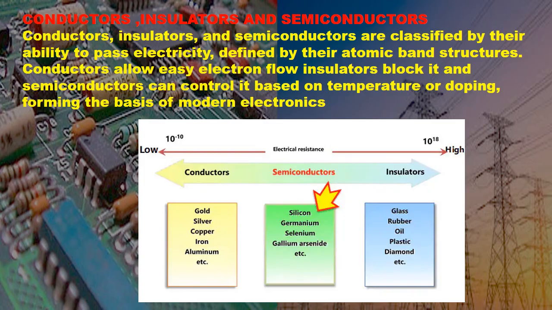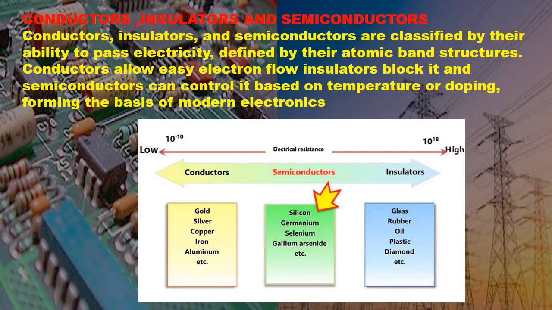So insulators totally block off, or they don't allow flow of current or charges. Conductors allow flow of electricity, electrons or charges. So these are the different metals here: gold, silver, copper, iron, aluminum, etc. They are all conductors. Silicon, germanium, selenium, gallium arsenide, etc. They are all semiconductors. Glass, rubber, oil, plastic, diamond, etc. They are insulators. They don't allow electricity to flow.